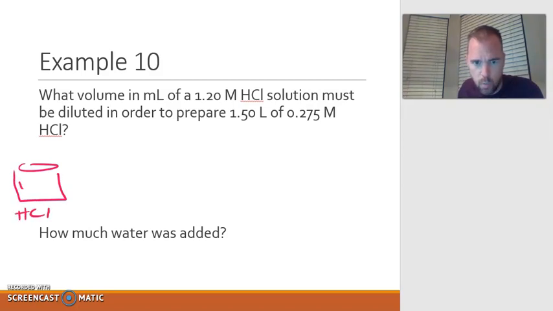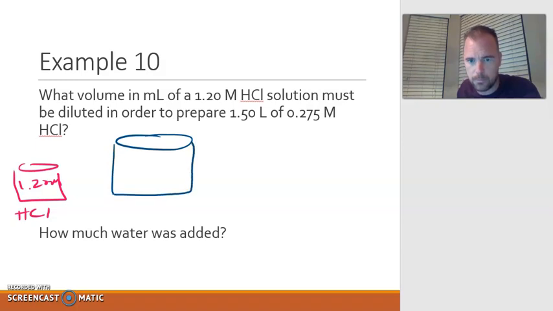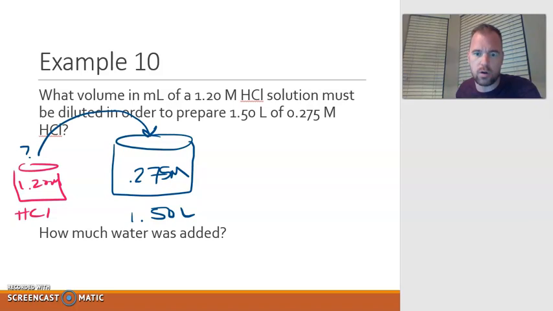This HCl is 1.20 molar. That's the concentrated HCl. Essentially, what I would like to prepare is 1.50 liters of an HCl solution that has a concentration of 0.275 molar. So it's obviously diluted, because it's less concentrated than the 1.20 over here. The question is, how much of this concentrated solution should I add in order to get this diluted solution? So that's the situation going on.